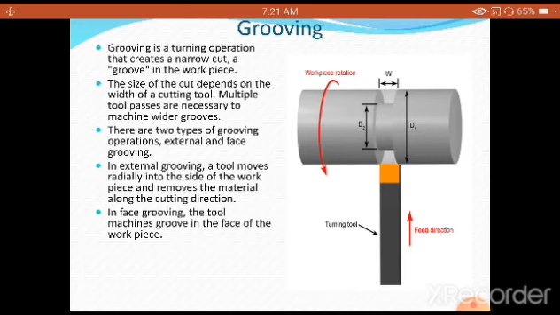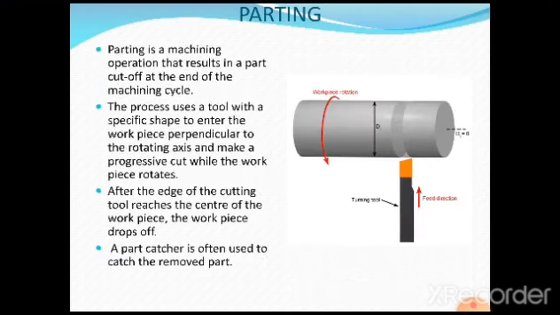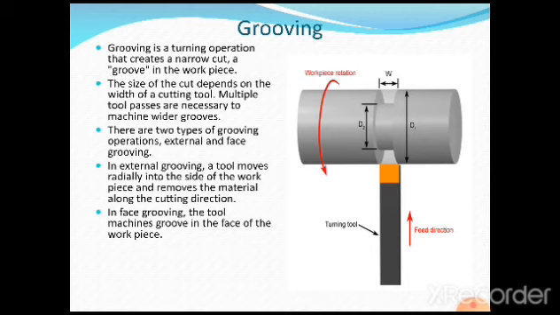Grooving is a turning operation that creates a narrow cut, a groove, in the workpiece. The size of the cut depends on the width of the cutting tool, width W, which is the groove that is created. The single point cutting tool should have the same width. Multiple tool passes are necessary to machine wider grooves. If I want to go for more than the width W, then I can have multiple passes to make the groove larger. That depends.